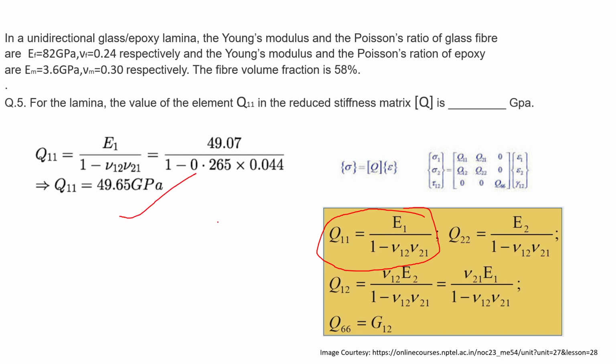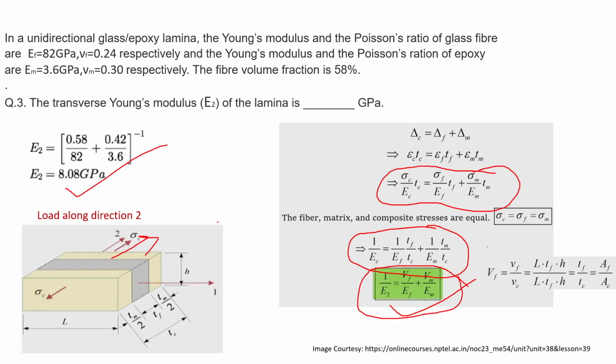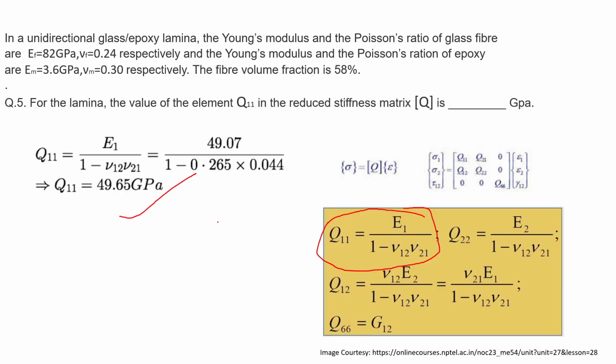Okay, so these three values, E1, E2, mu12, we can get from the different properties of the matrix and fiber, adding them along with how much fiber and matrix is there in that composite, we can get the final value of these properties of the composite. We can use it for making the reduced stiffness matrix for the whole composite like this.